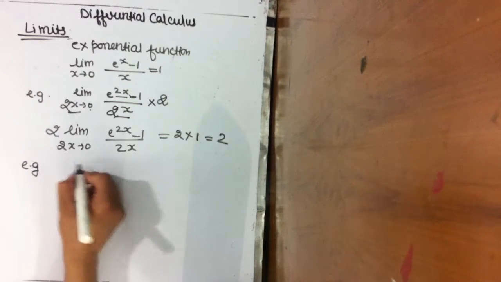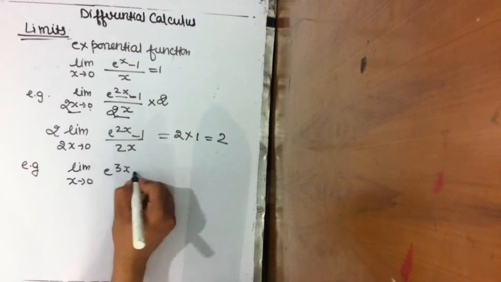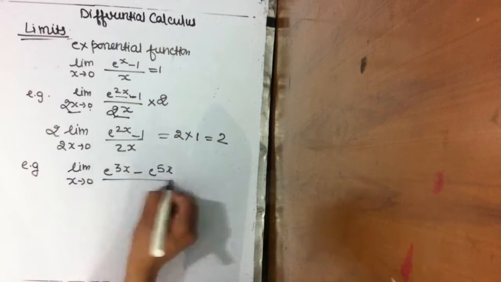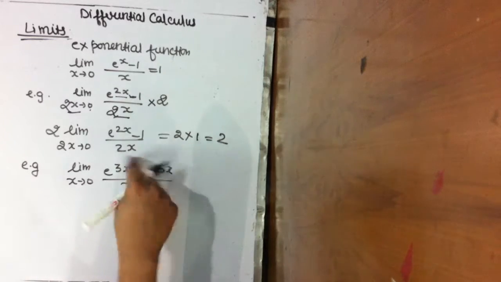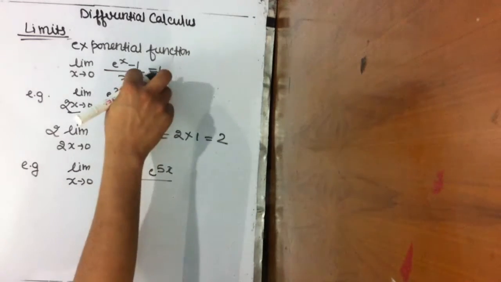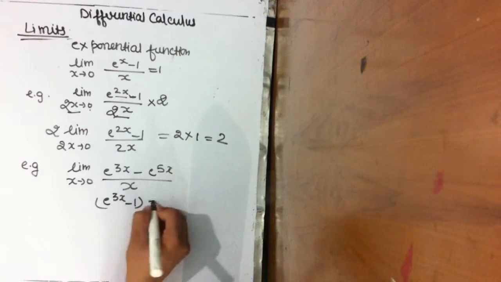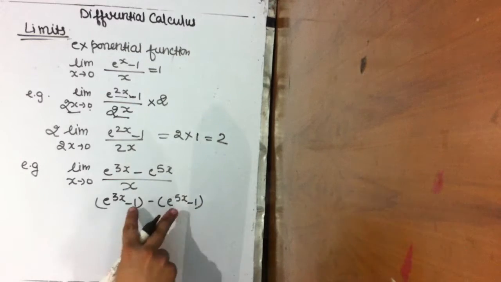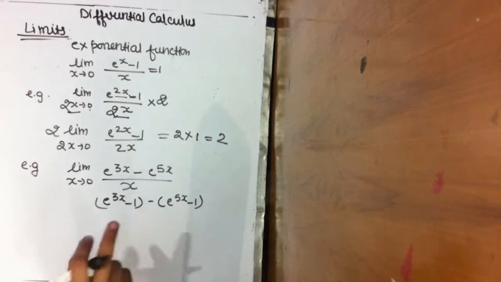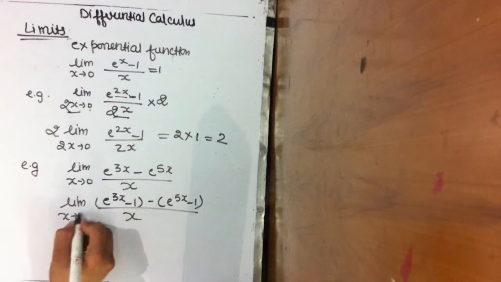Next, for example, limit x approaches to 0, e to the power 3x minus e to the power 5x divided by x. Now if I subtract and add 1 above in order to make this formula, that is e to the power 3x minus 1 minus e to the power 5x minus 1. On solving these, minus 1 and plus 1 got cancelled. So the result remained unchanged. Limit x approaches to 0.